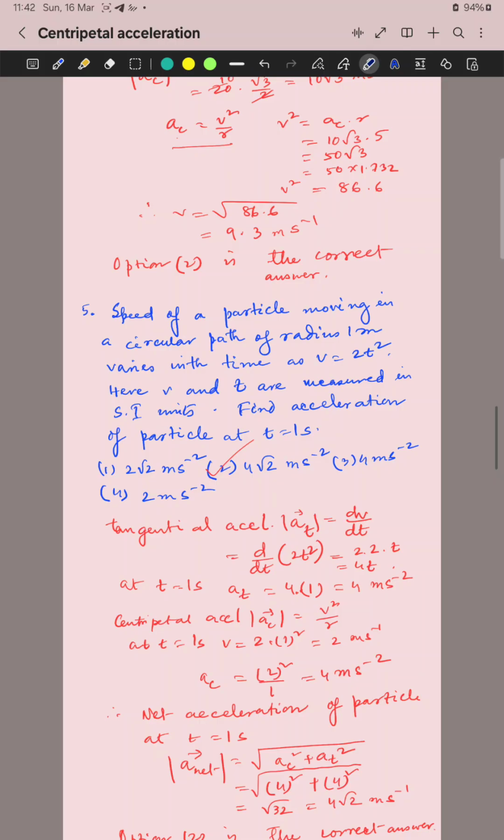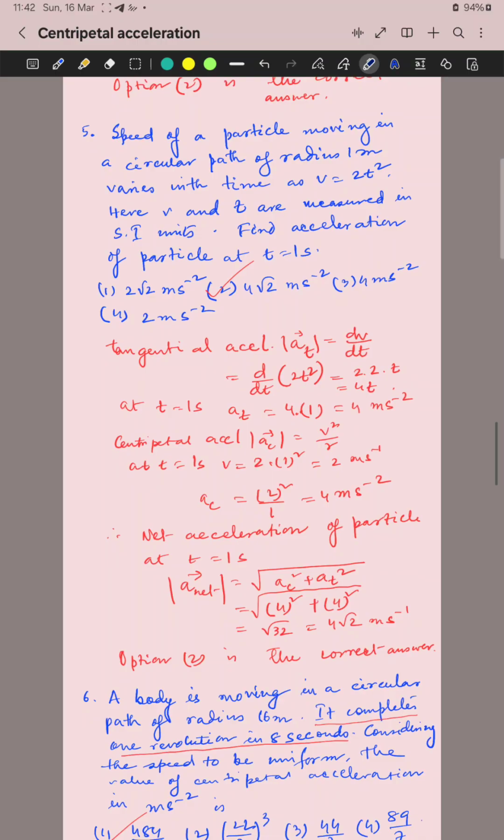Next, sum number 5. Here the speed of the particle again varies with time, which is given by the equation v equals 2t square. And we are asked to find the acceleration of the particle at t equals 1 second. So, as we have done in a similar sum earlier, we will find the tangential acceleration by differentiating the velocity with respect to time and then substituting the value of t.